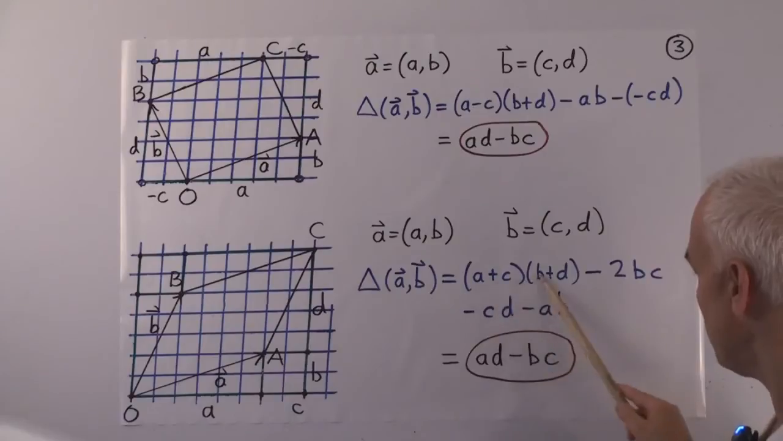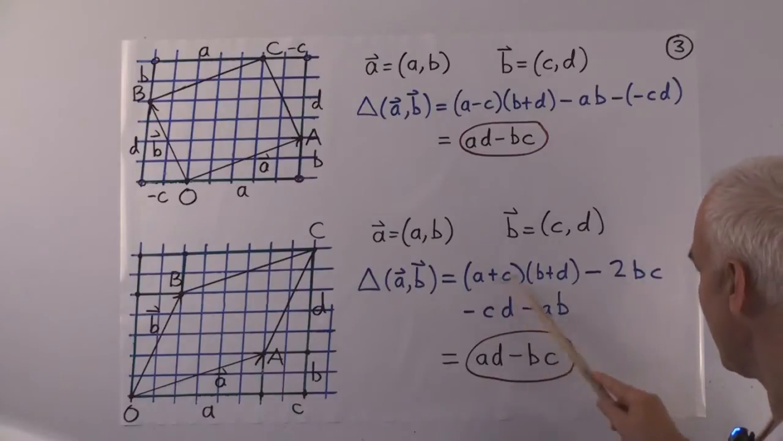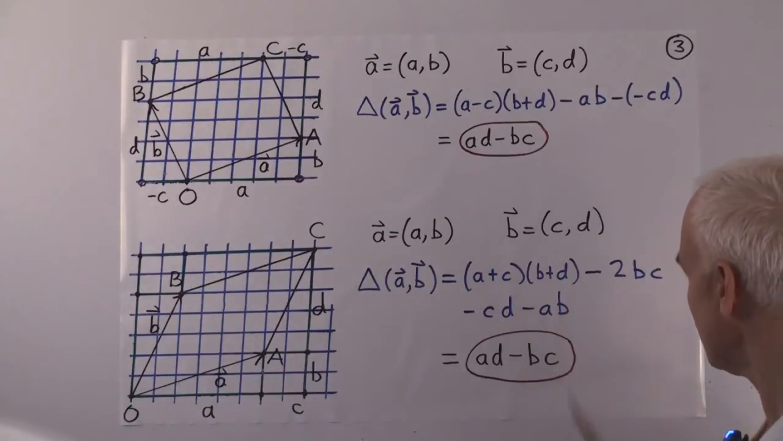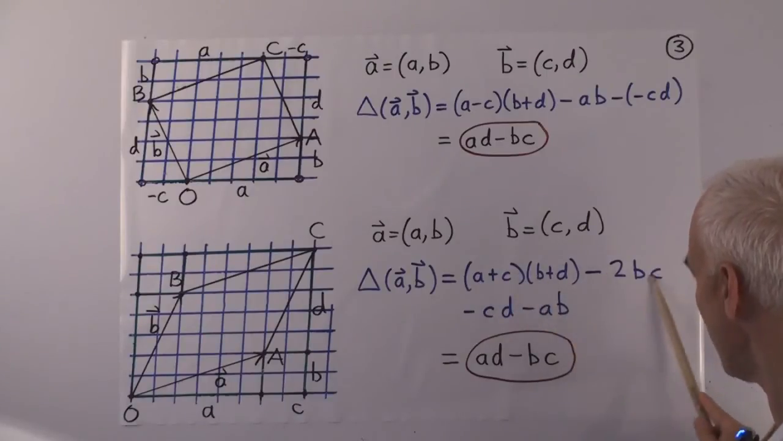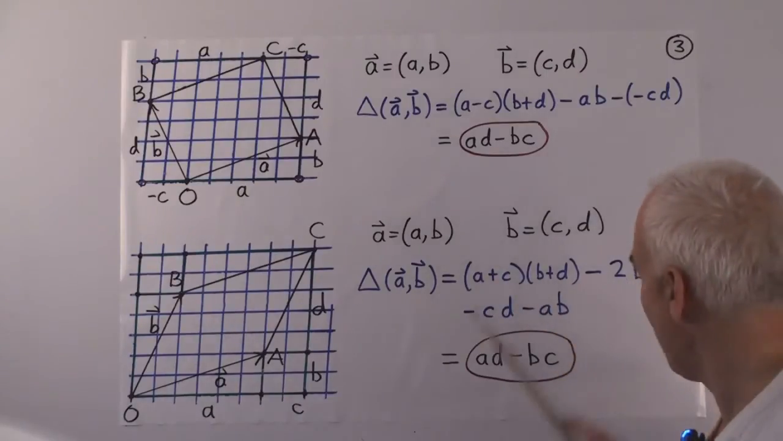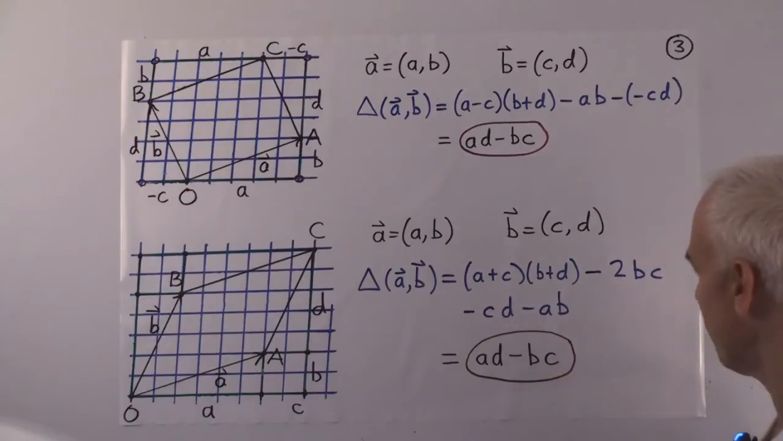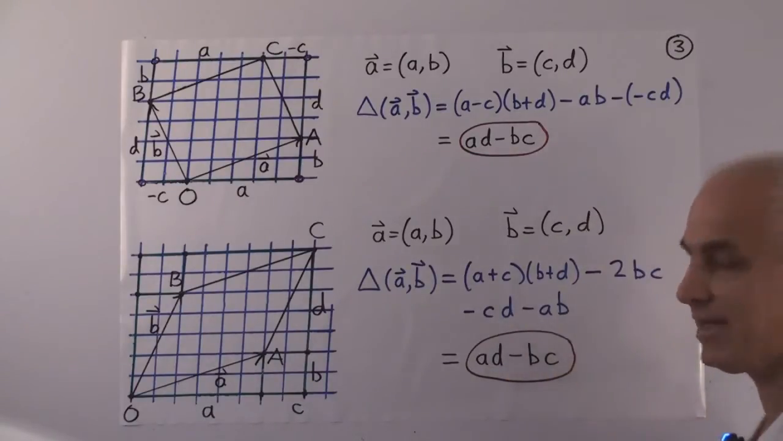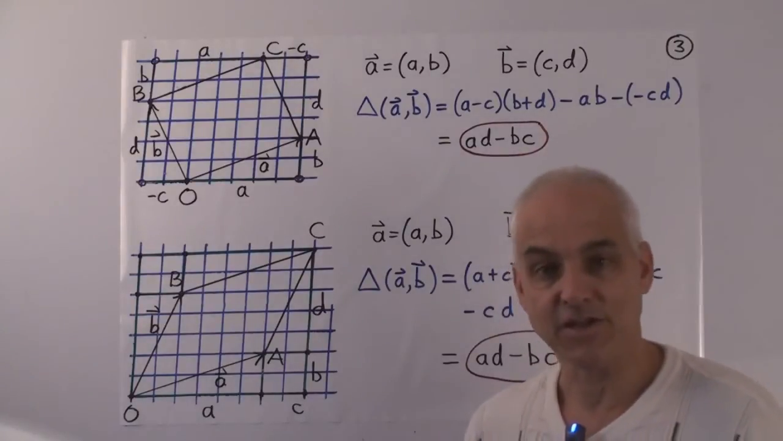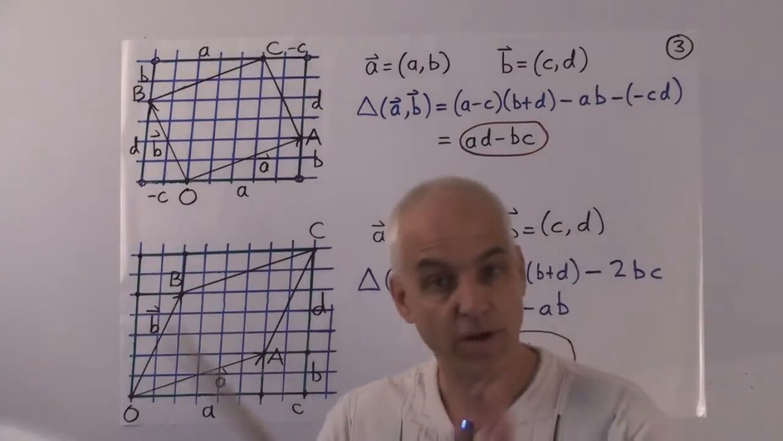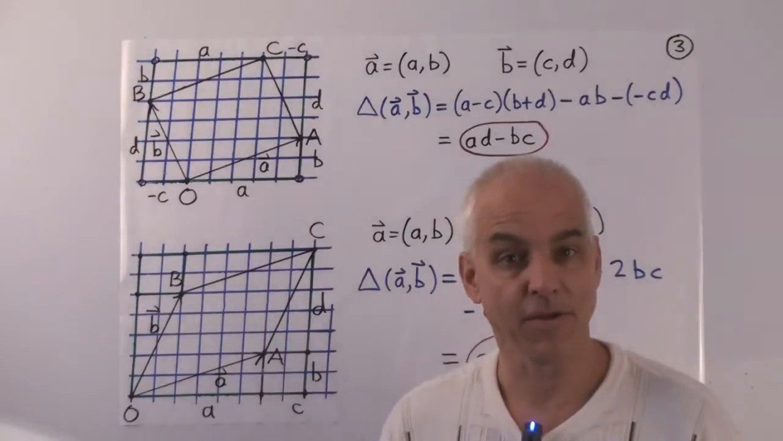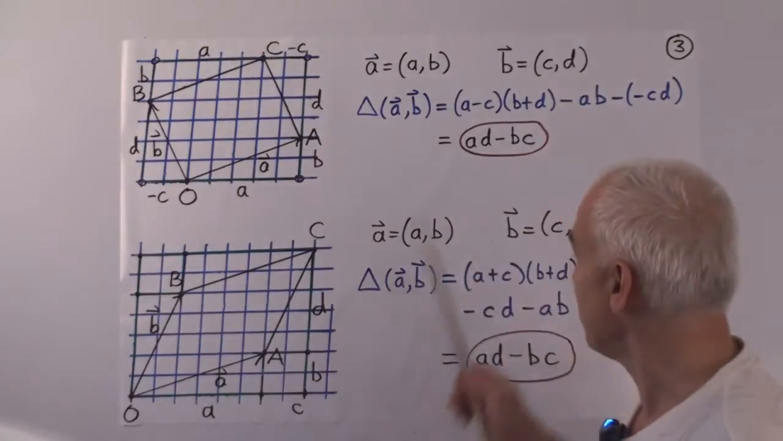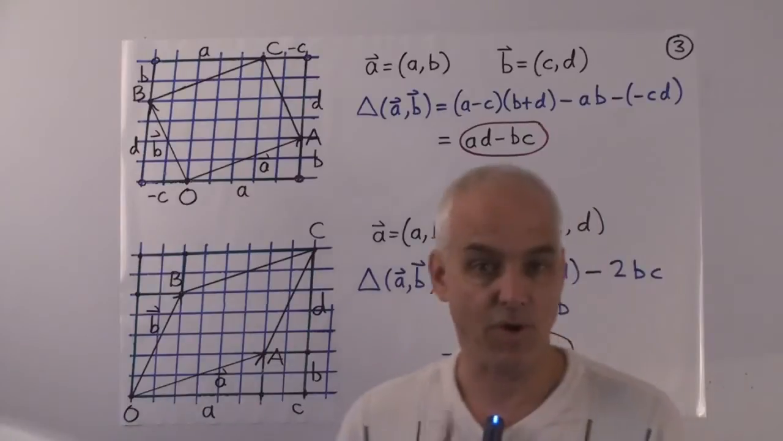Now we get AB, which cancels with that one, AD, which stays, BC, and we subtract 2BC, so we get minus BC, and we get CD, which subtracts from there, so we still get AD minus BC, the same formula in this case. And it's an excellent exercise for you to work out some different looking parallelograms and find that the same formula always works.